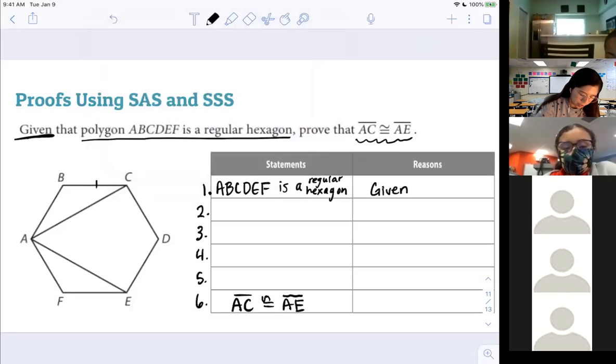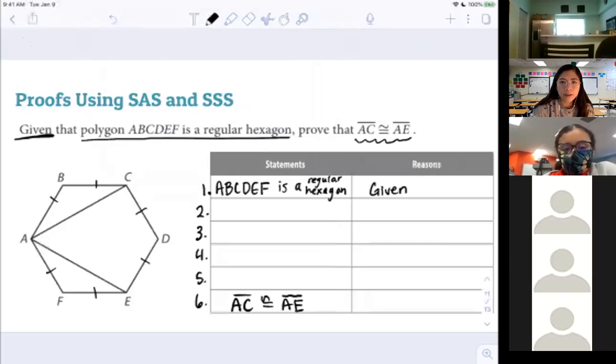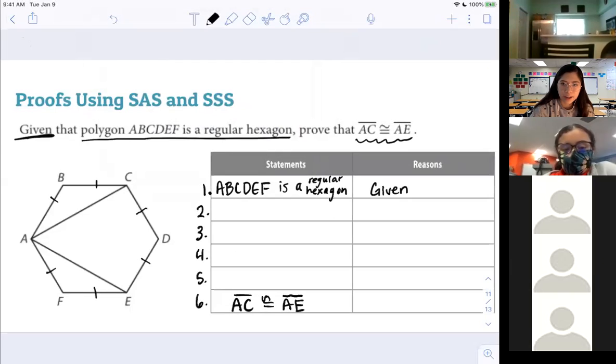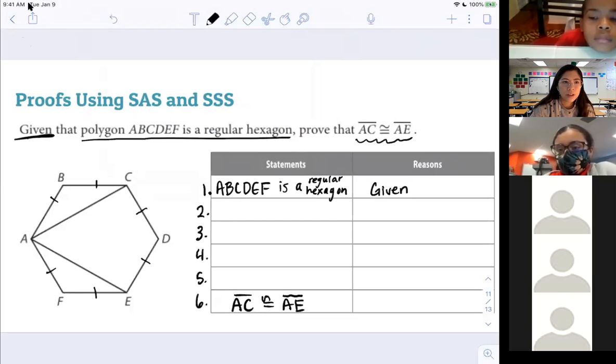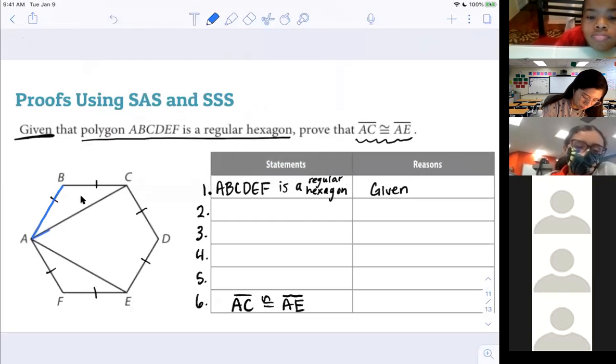So every single side is congruent to all the other sides. But we don't care about every single side. We're trying to prove that these triangles are congruent to each other. So I've got a couple of triangles in here, right? Daniel, I've got a couple triangles here, so I'm going to highlight them just so that we can keep track of them. ABC and AFE.